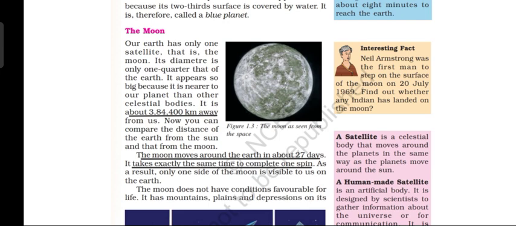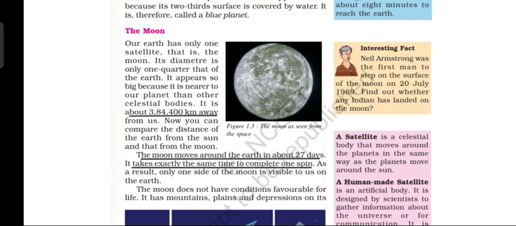So, today we will learn about the moon, asteroids, and meteoroids. So, let us start reading the lesson. The moon. Our Earth has only one satellite, that is the moon. Its diameter is only one quarter that of the Earth. It appears so big because it is nearer to our planet than any other celestial body.